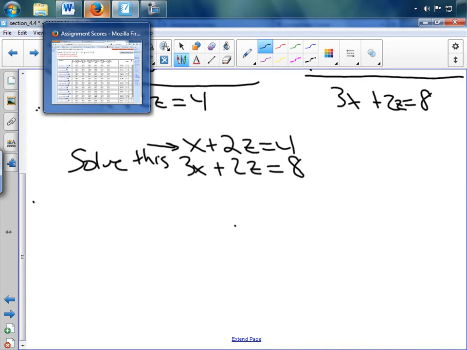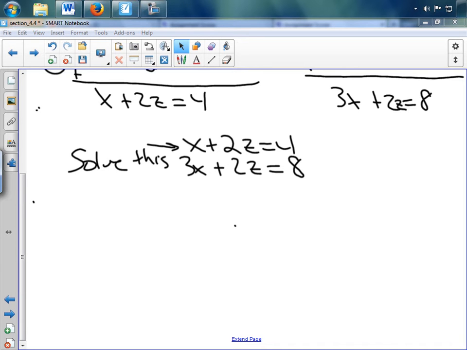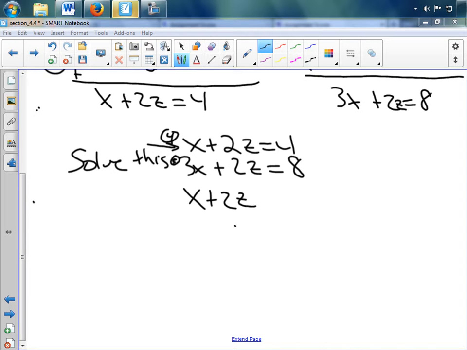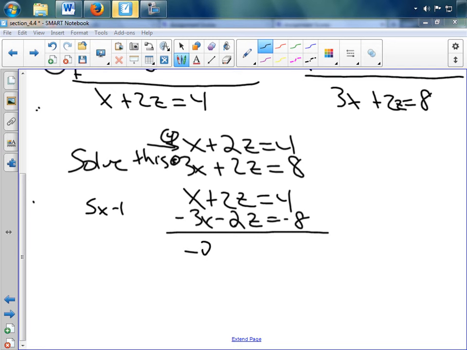So, some people will label these 4 and 5. But I'm not going to touch the 4th one here. I'm going to leave it the same. I'm going to take number 5, and I'm going to times it by a -1. So that becomes negative 3x minus 2z equals -8. This becomes negative 2x. These cancel. Becomes negative 4. X is 2.